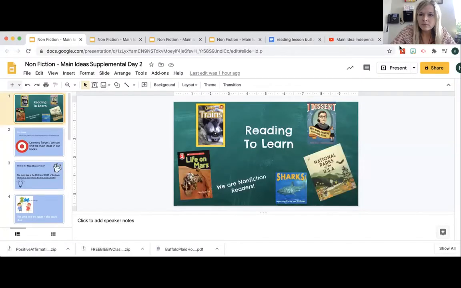Hi, third graders. We are continuing today on our nonfiction unit. We have been talking about text features and the main idea of our nonfiction books. We know that when you read a nonfiction text, it is different than reading a fiction book. We are looking deeply at why it's different and what we can take away from those nonfiction books. Let me share my screen so you can follow along.